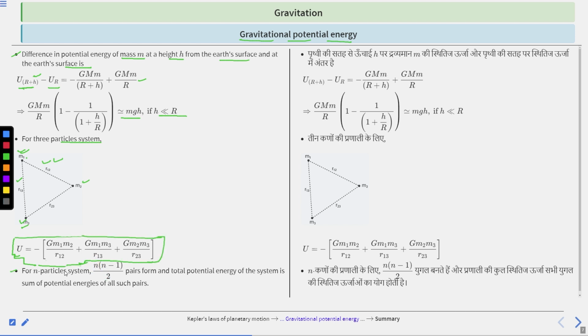For an n particle system, n(n minus 1) divided by 2 pairs form, and the total potential energy of the system is the sum of the potential energies of all such pairs. Clear?